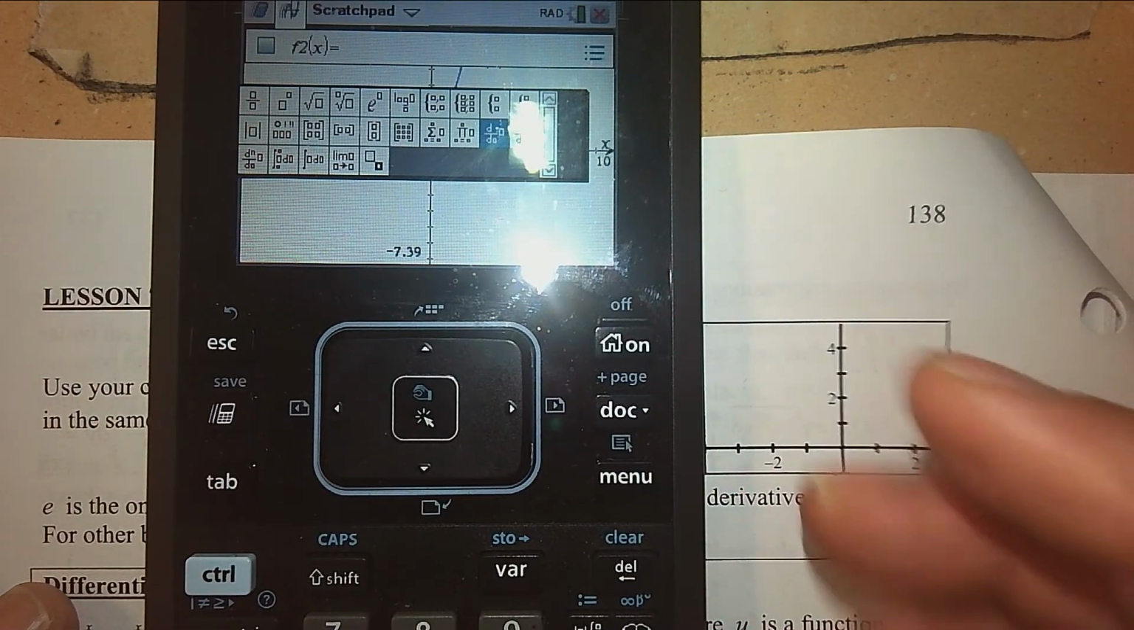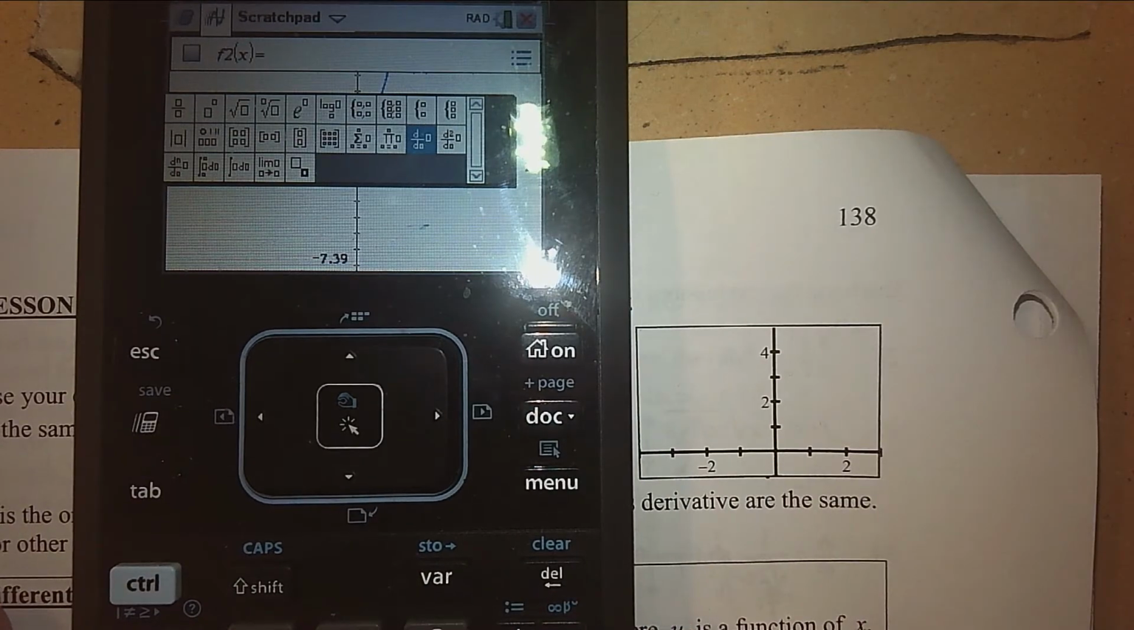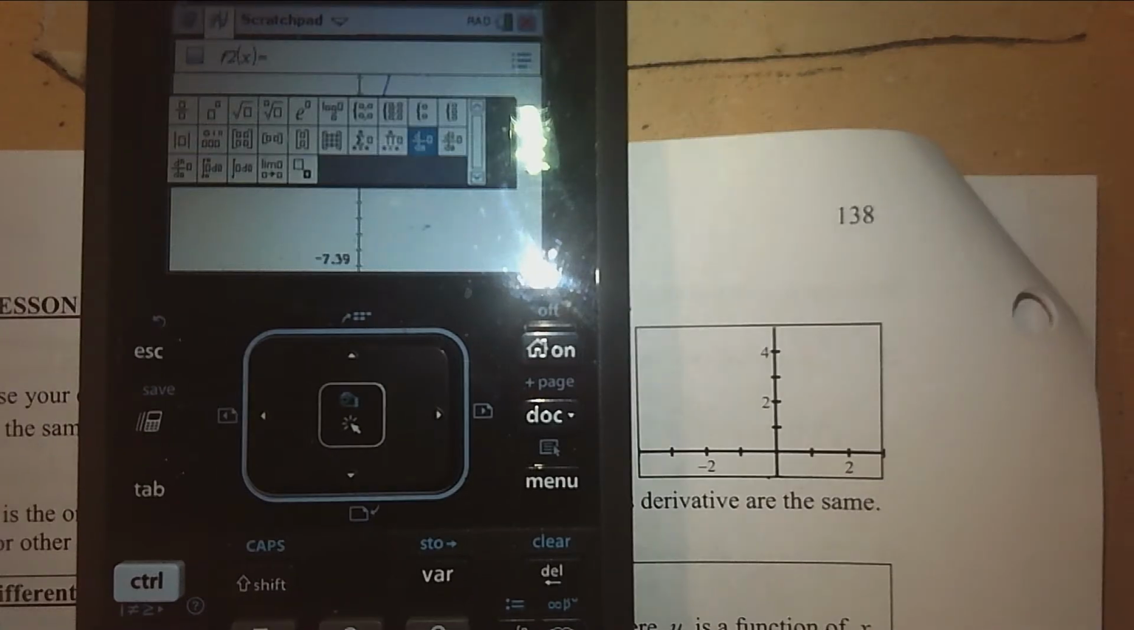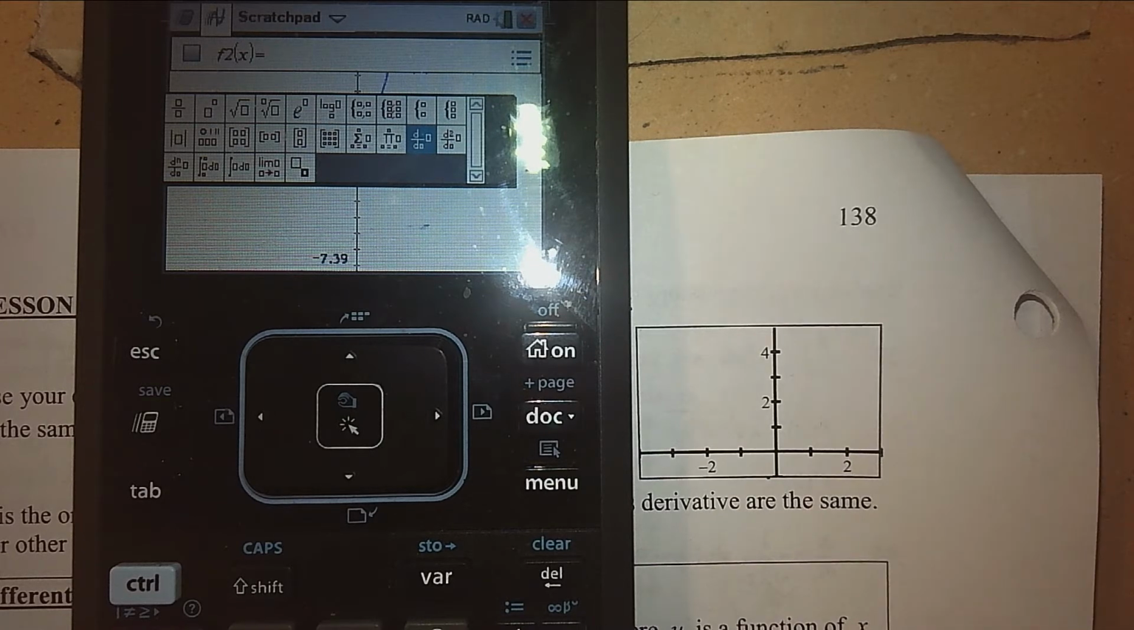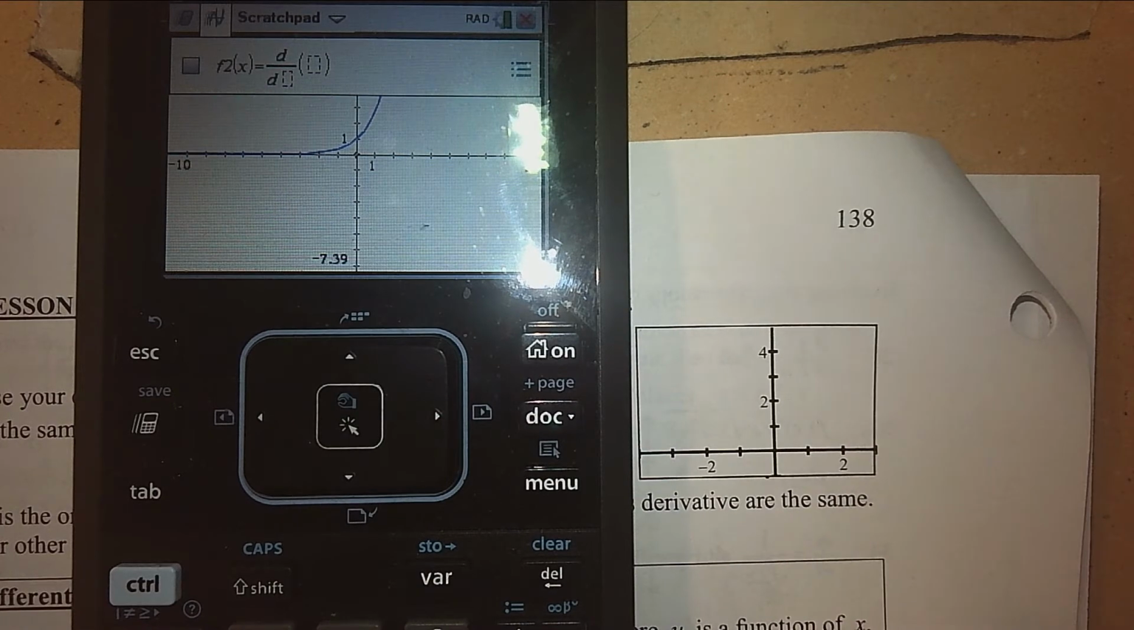So press that button. Can you highlight over the derivative one, not the integration one? And then press enter. I'll give you a moment. Did you do it? It's not going to blow up or nothing. So press enter. And then did you get what I got?